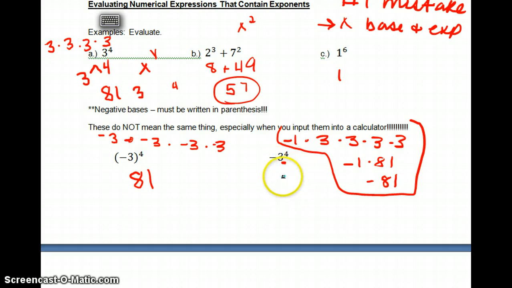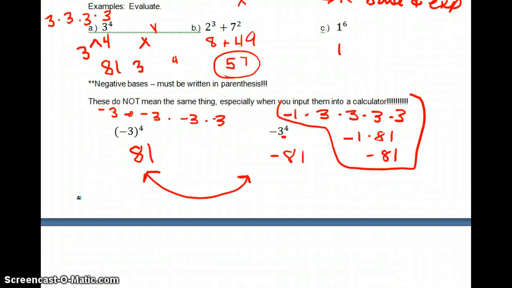So when you plug this into your calculator, this is what your calculator is thinking. It is saying, okay, my base is 3. I'm going to go ahead and evaluate that and get 81 and then multiply it by a -1 and give you an answer of -81. As you can see, they are not the same. You have to make sure that if your base is negative, you include those parentheses, or else your calculator will interpret that problem wrong. If you have questions about that concept, please let me know. It is extremely important in order for you to accurately complete these problems.